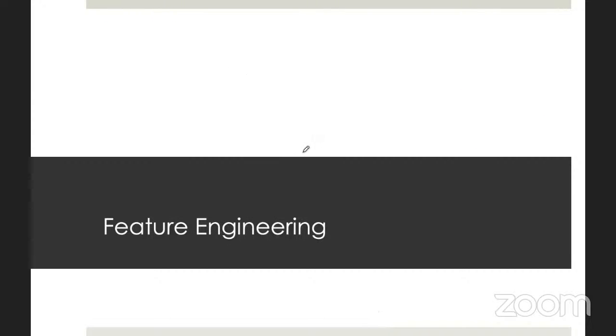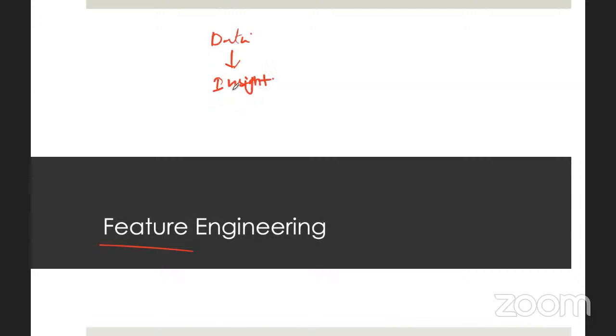Right, so that is about the data, the problems that come with the data set. Now coming to feature engineering. Remember our workflow: we have the data, then insight or EDA.